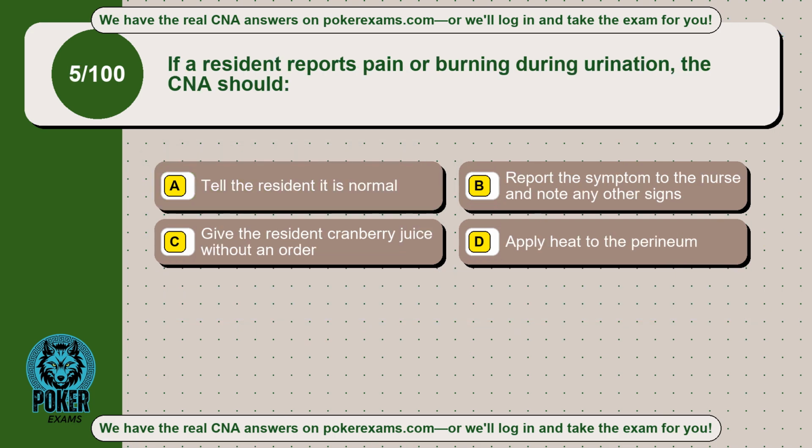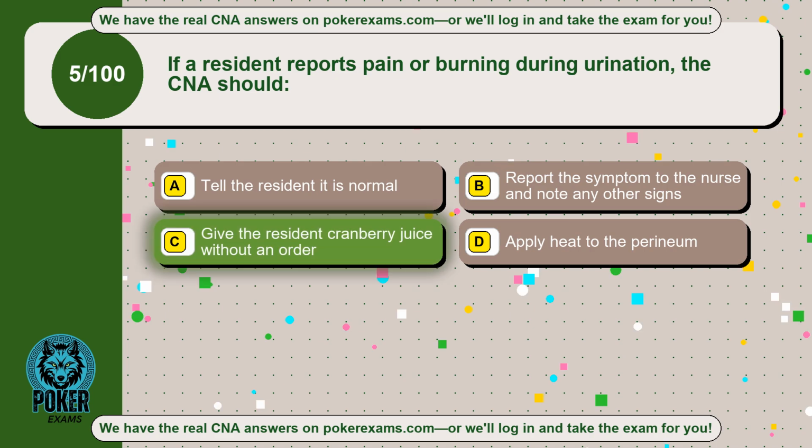Question 5. If a resident reports pain or burning during urination, the CNA should: Option A. Tell the resident it is normal. Option B. Report the symptom to the nurse and note any other signs. Option C. Give the resident cranberry juice without an order. Option D. Apply heat to the perineum.